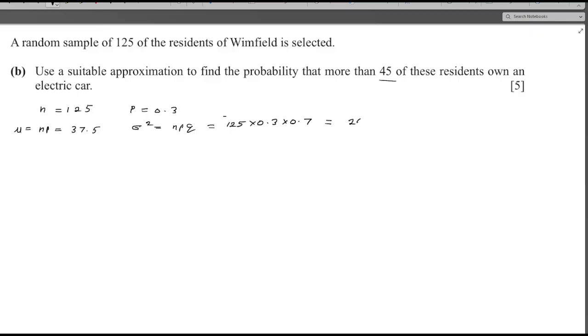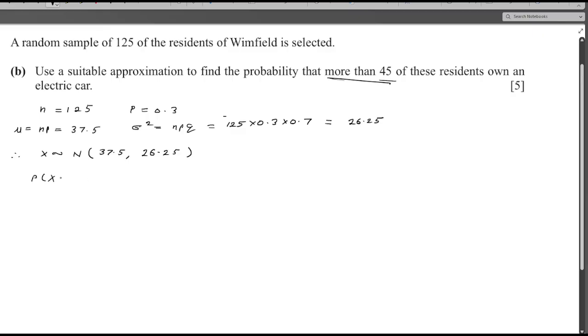Result is 26.25. This is your npq. So therefore we will say that X follows a normal distribution with mean as 37.5 and variance as 26.25, and we have to find out the possibility of X more than 45. So X greater than 45.